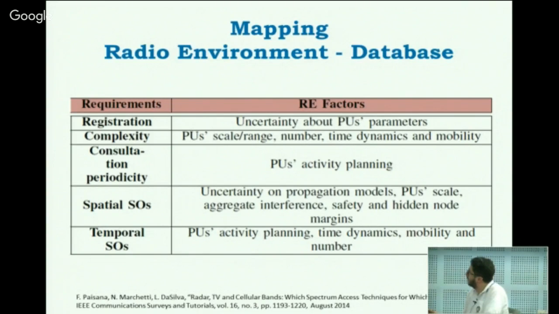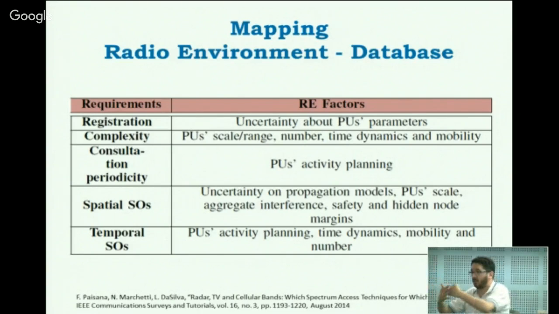Time dynamics and mobility will also impact complexity. So there are more details. Actually, I don't have time in this short course to go into this. We have a paper which appeared in the IEEE Communication Surveys and Tutorials. It's very comprehensive. What we did there is we mapped 3 different kinds of bands: cellular, radar, and TV white spaces.